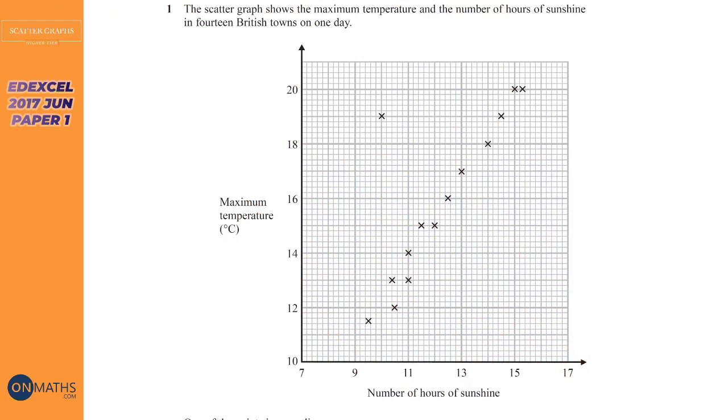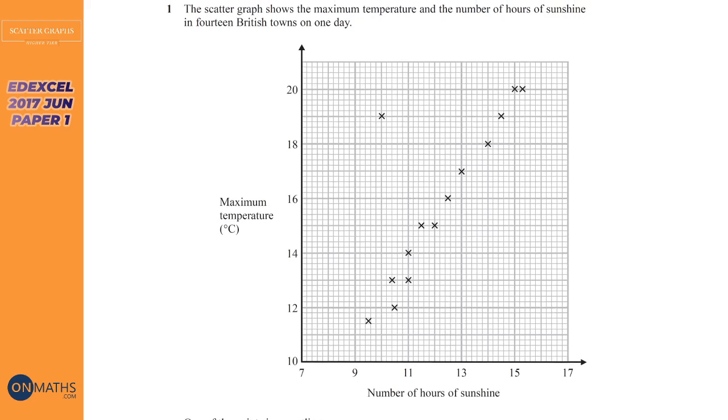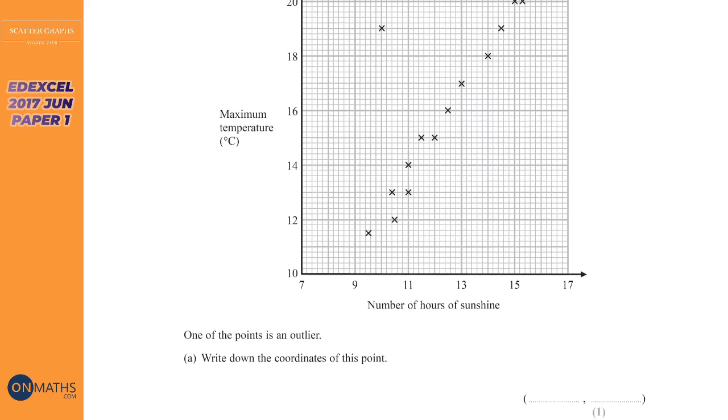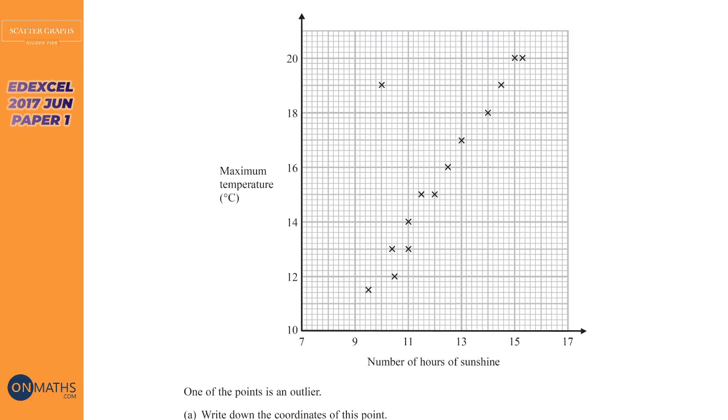Edexcel to begin with. I think most of these questions are pretty much the same, so we should rattle through these without much effort. There's a few things in it just to note. So it says that we've got a scatter graph here, and the first question asks us for the coordinate of the outlier. Now, outlier means that it's a point that doesn't follow the trend.